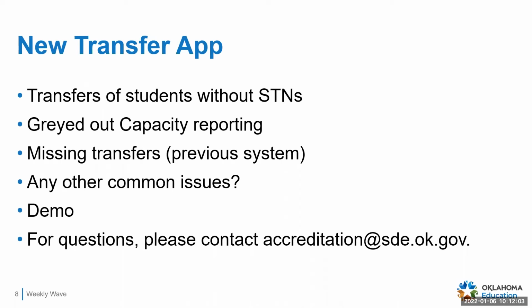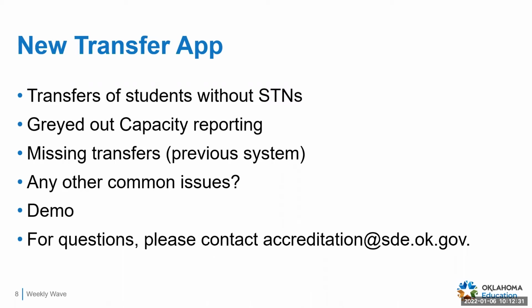Grayed out capacity reporting. It looks like it's grayed out, and I'll show this to you when I demo the transfer system in a second. It looks like it's grayed out, but the superintendent can click on it. If you can't click on it, that's because you don't have a superintendent role. But the superintendent can click on it and enter numbers for your capacity reporting. So just be aware that the superintendent role can do that.